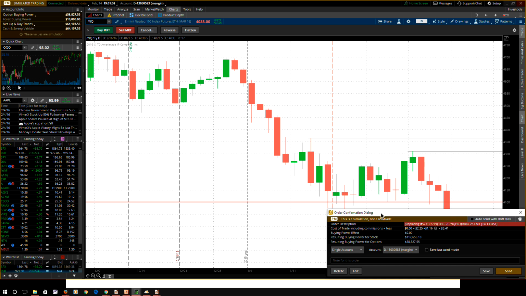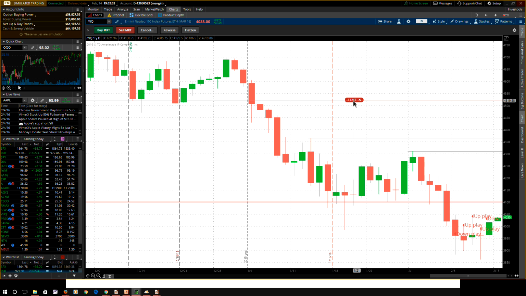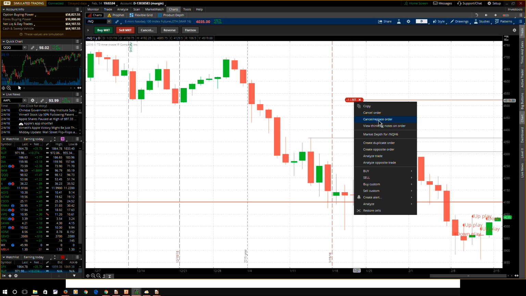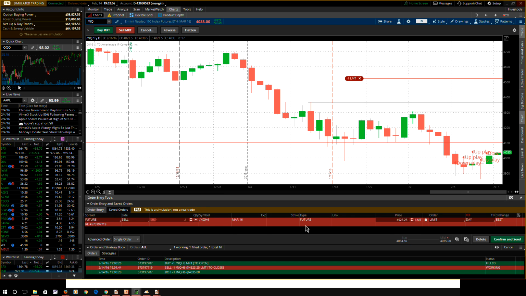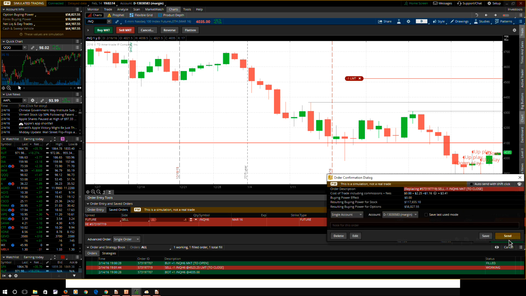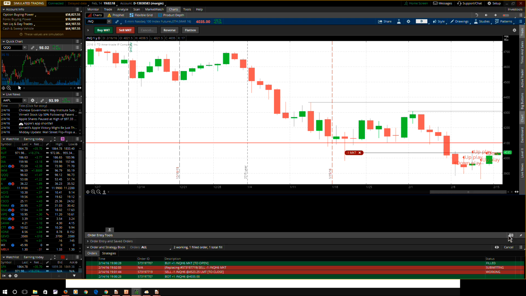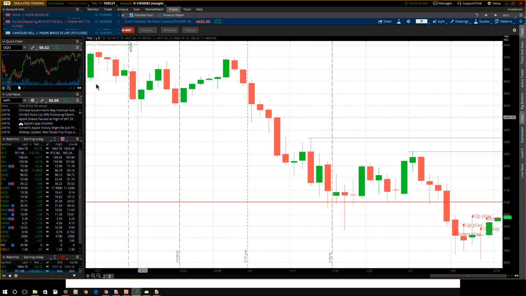Since we're talking about opening orders, let me delete that. Let's look at another way of canceling and replacing orders right quick. I can change this from a limit to a market, and it'll get me out of this order that I already have long right away. Boom, I'm going to do it. It gives me my order confirmation dialog, and I'm out of that trade right now.